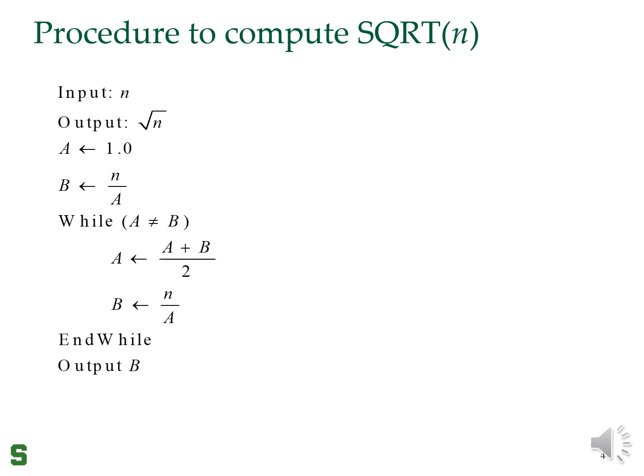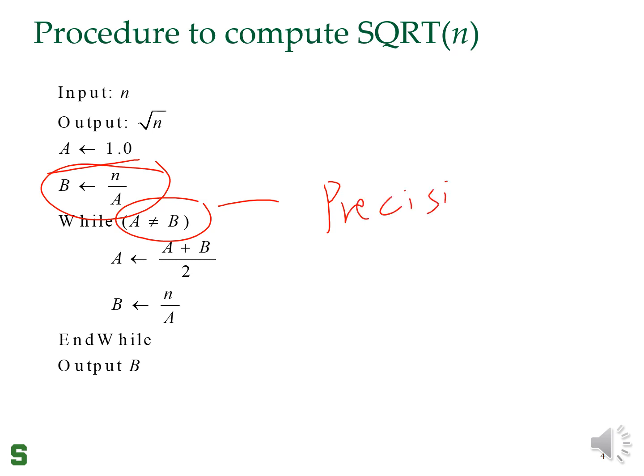The procedure to compute square root of n, we could think of it like this. First you assign a to some value, in this case just 1. You set b equal to n divided by a, and while a is not equal to b, and this is where the precision that we want is going to play a role, and we will see how that comes in with the Python code in the next slide, we are going to compute a to be the average of a and b, and b to be n divided by a, and we keep repeating until we get to a point where we find the answer that we want.